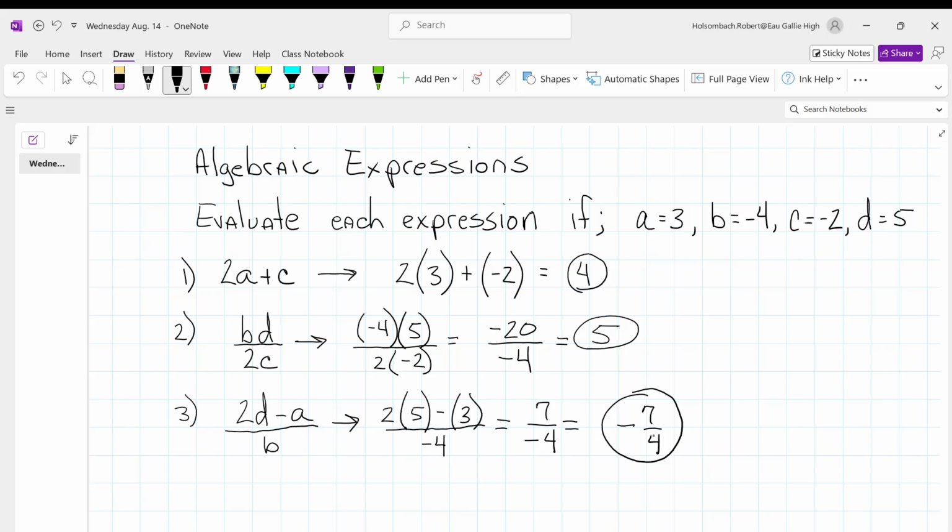Now, if the 7 over 4 divides to a whole number, then we would simplify it and write it as a whole number. But if you take 7 and divide it by 4 in your calculator, it's like 1.8. So we're just going to leave it as negative 7 fourths.